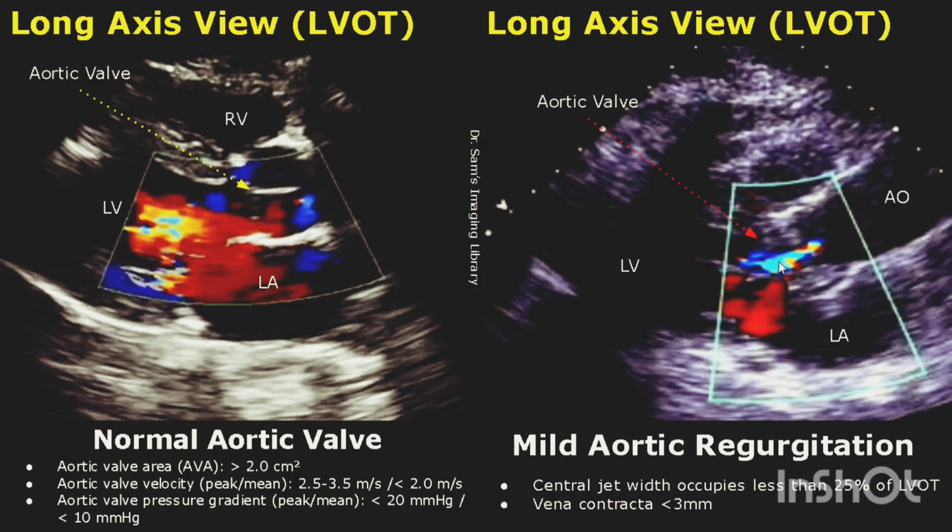In mild aortic regurgitation, the central jet width occupies less than 25% of left ventricular outflow tract. That means only a small area of the left ventricle is filled with a turbulent jet. Turbulent flow is seen during diastole, starting from the aorta and reaching the left ventricle. The vena contracta measurement is less than 3 millimeters.